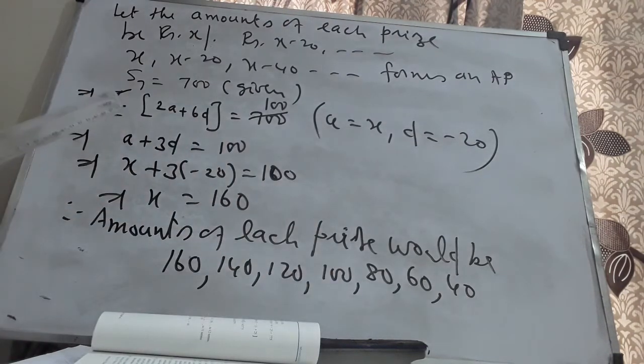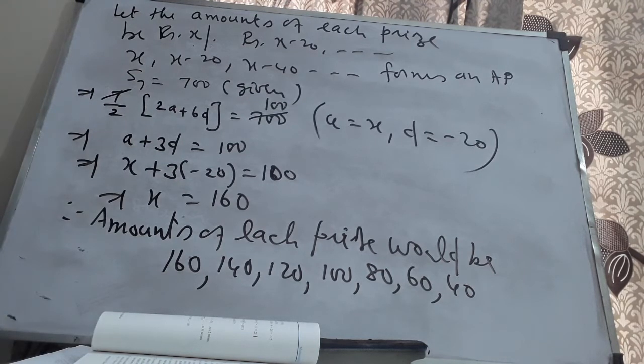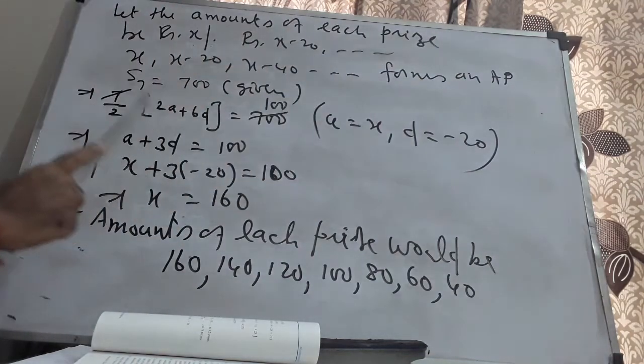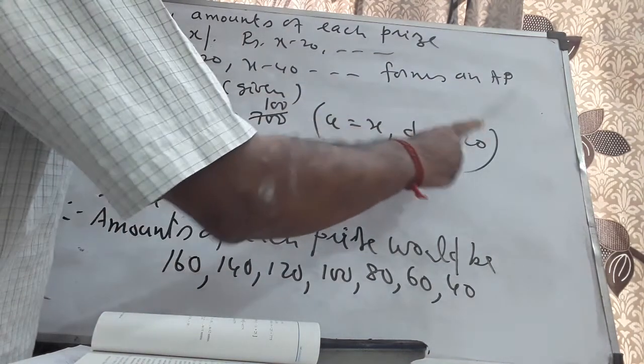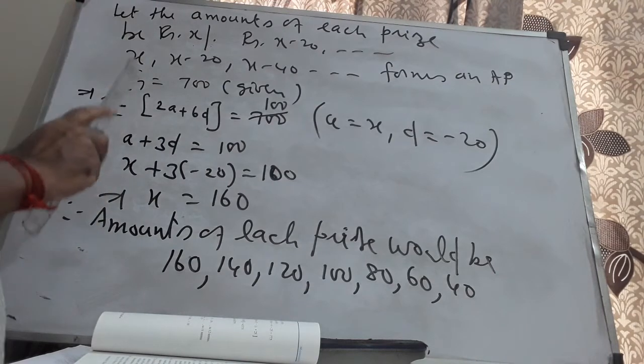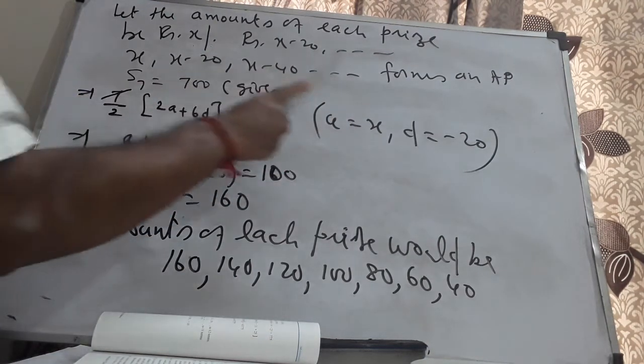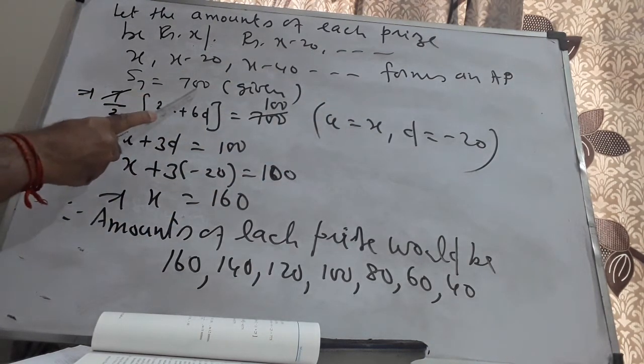Let me repeat. Rupees 700 is available to give prizes to 7 students of a school for their academic performance. Each prize is rupees 20 less than the previous prize. Find the amount of each prize. Let the amounts of each prize be rupees x, x minus 20, x minus 40, and so on. The sequence forms an AP. Total amount available is 700. Therefore, the sum of these prizes is 700. Therefore, S7 of this AP is 700.